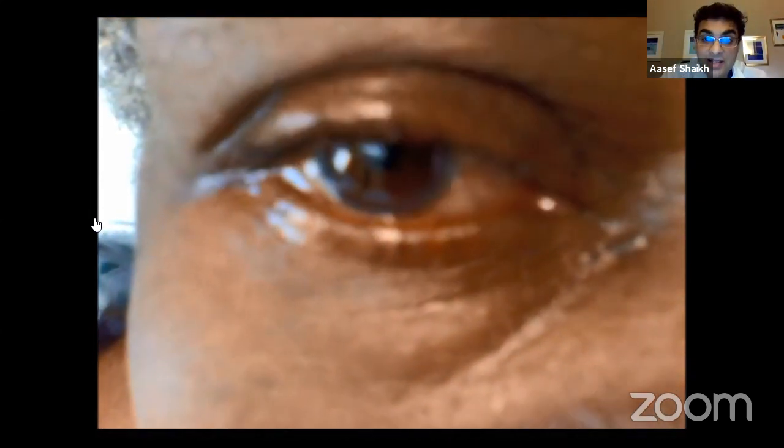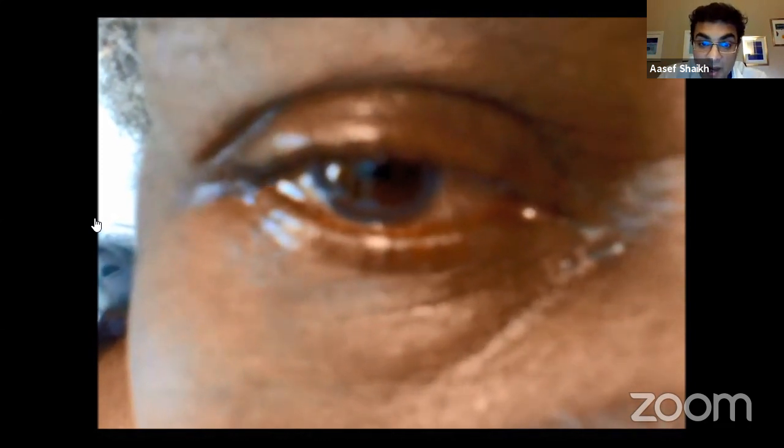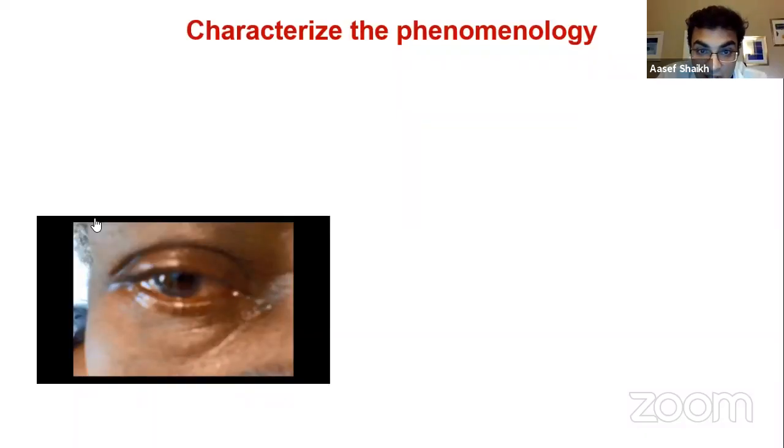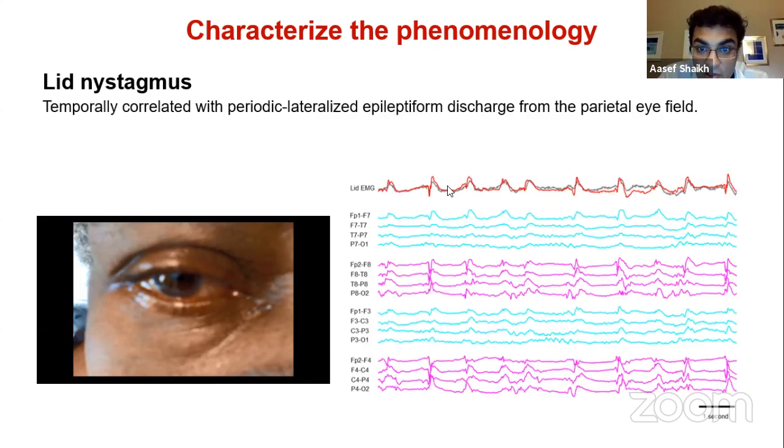It was actually temporally correlated with periodic lateralized epileptiform discharges from her frontal and parietal lobe. So what you're seeing here is EEG. The red here is the lid EMG. Every time you see this blip, it shows you the lid movement. And over here, you are seeing the periodic lateralized epileptiform discharges coming from her right hemisphere. Every time there is this nystagmus, there is a correlation with the PLED. What that means is that this was actually caused by the PLEDs, which was manifesting in the form of lid nystagmus.